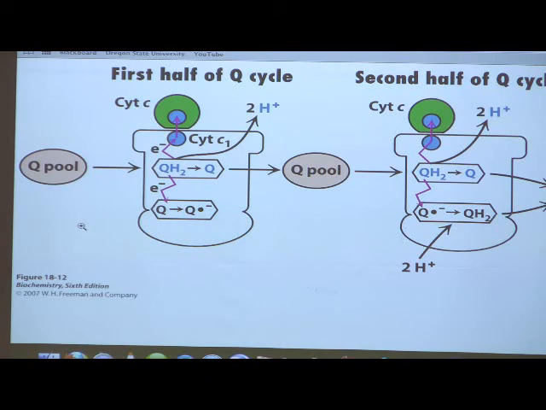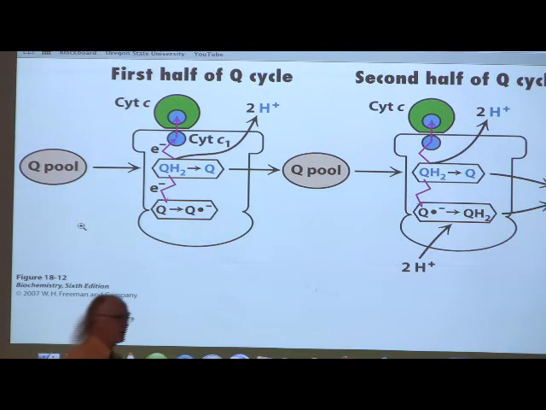And complex 3 transfers its electrons in something called the Q cycle. Now, the Q cycle always looks and seems like it's a lot more complicated than it is. So I'm going to try to explain it in simple terms for you, and I will take questions if you have questions about how this works.